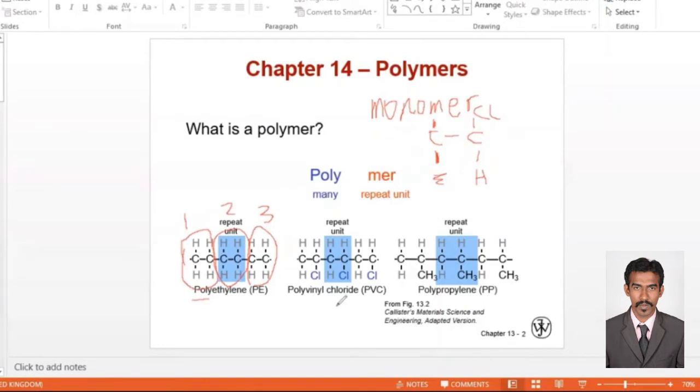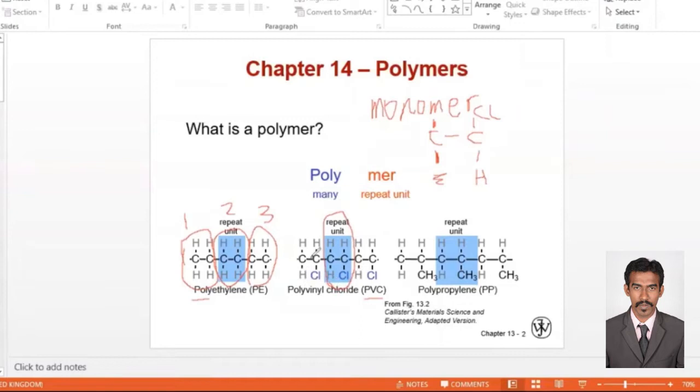And here we have the next diagram. This is polyvinyl chloride, PVC. In this diagram, this blue shaded region is the monomer, which means 2 carbons, 3 hydrogens and 1 chlorine. So in this blue shaded region, I have 2 carbon, 3 hydrogen and 1 chlorine.